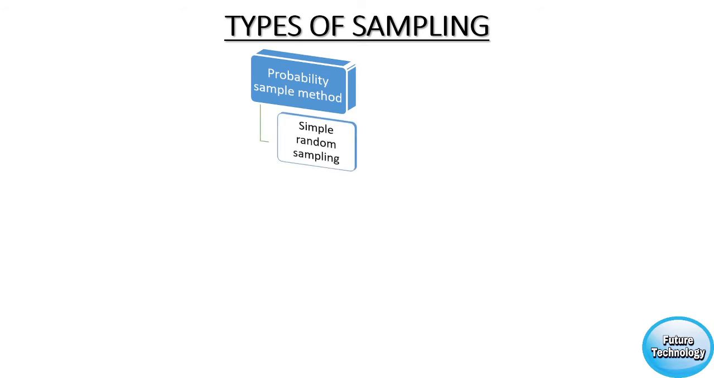Now, types of sampling. Probability sampling. Probability sampling is a sampling technique where the researchers select some criteria and randomly select the members of the population. Simple random sampling is a technique of sampling where each object in the population has an equal probability of being selected in the sample.